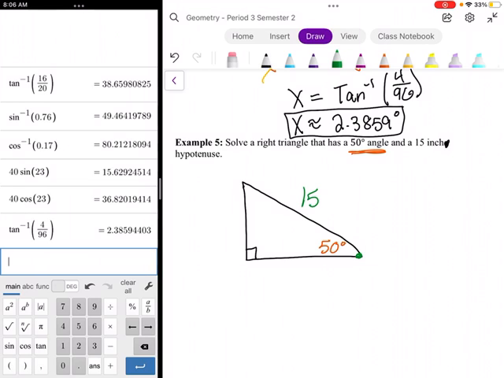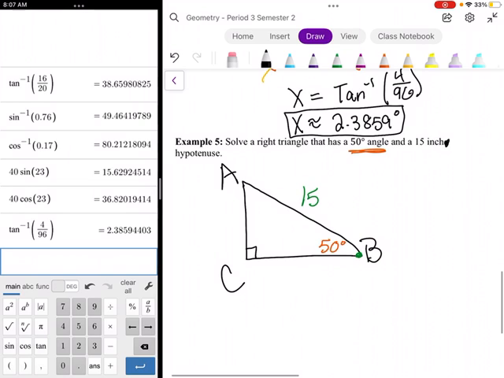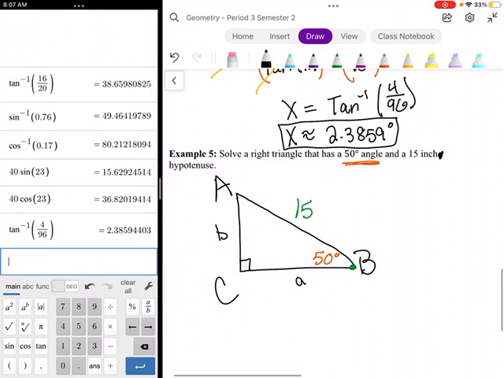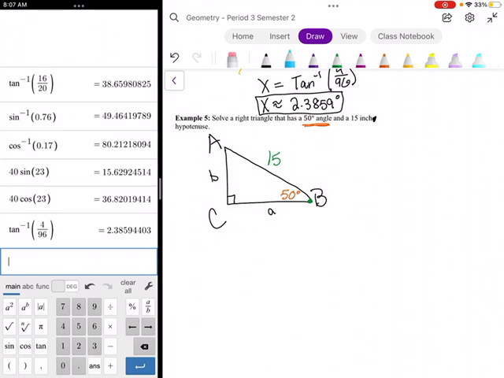So for that, we can start by labeling our missing sides that we need to find. Because we weren't given any names, you can decide what you would like to label each of the sides and the angles. And we need to solve for all of the missing parts. So for this, we need to figure out the measure of angle A. We need to find the side length of A and the side length of B.